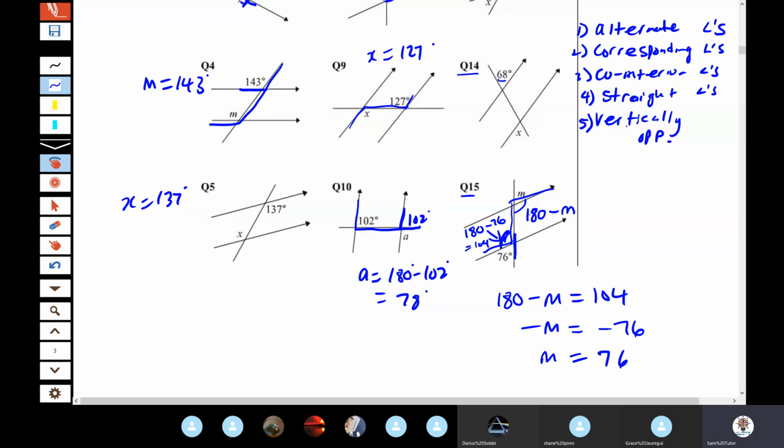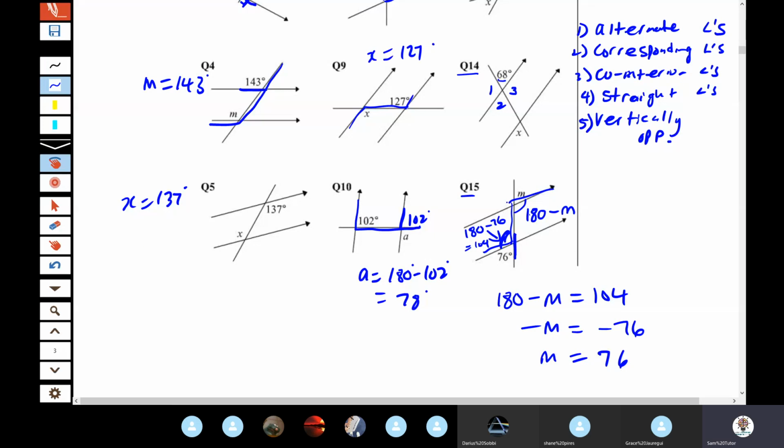Do you know what vertically opposite is or how it works? Kind of. So, okay, I'll label 1, 2, and 3. Tell me which one you think would be vertically opposite. 1, 2, or 3? 2. Yep. Okay, so that's perfect.